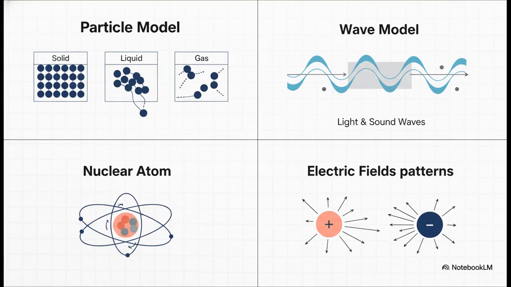And the thing is, you've been using this key idea all along, without even thinking about it. When you draw particles in a solid, you're using a model. When you think about light as a wave, that's a model. The plum pudding and nuclear models of the atom? Perfect examples of how these models get better as we get new evidence.